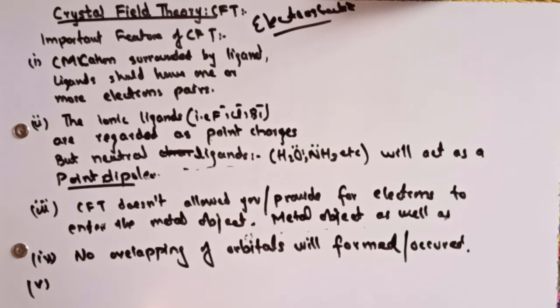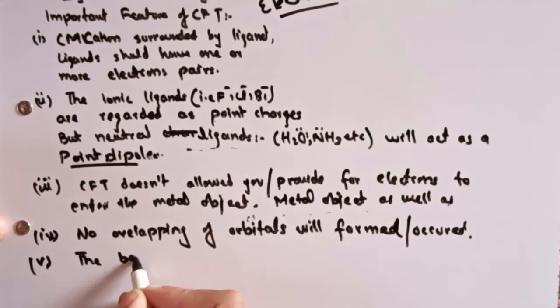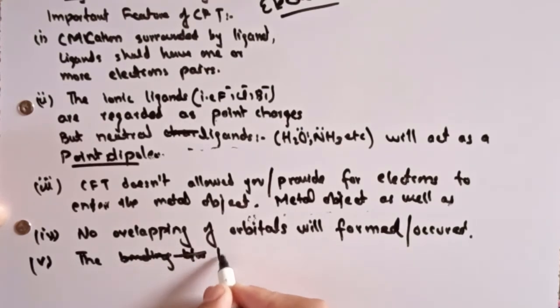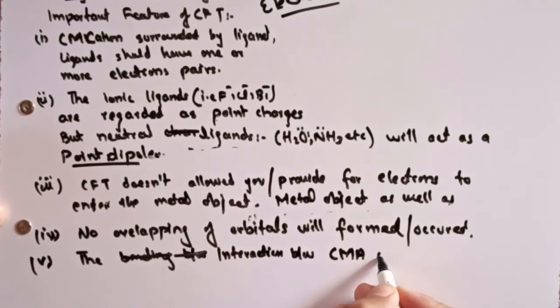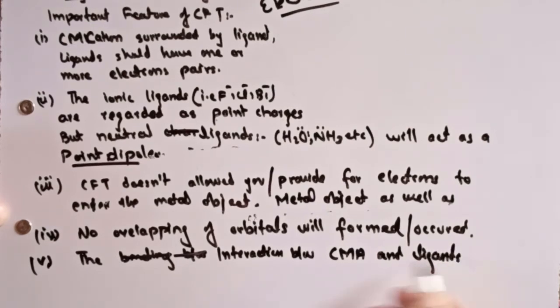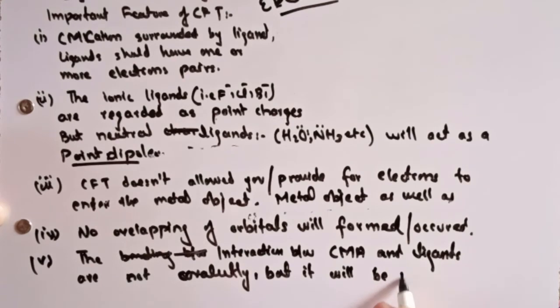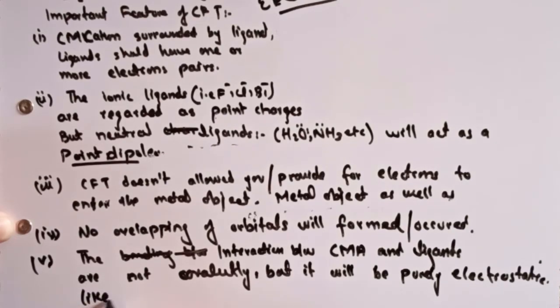The next important feature is the bonding, or you can say the interaction, between the central metal atom (CMA) and the ligands. The interaction between the central metal atom and ligands is not covalent, but purely electrostatic. Electrostatic means Coulomb interaction.